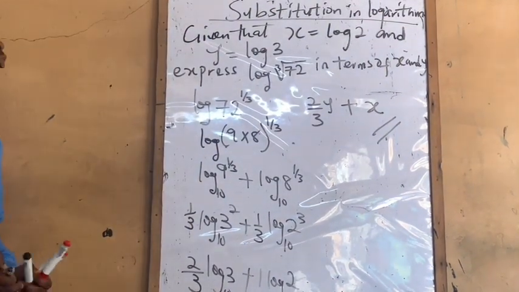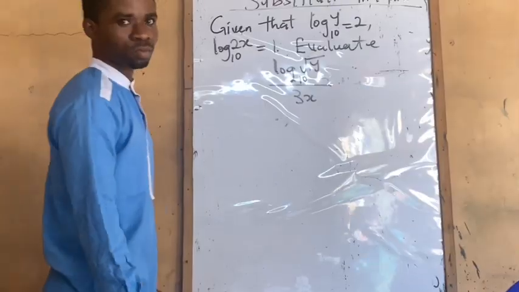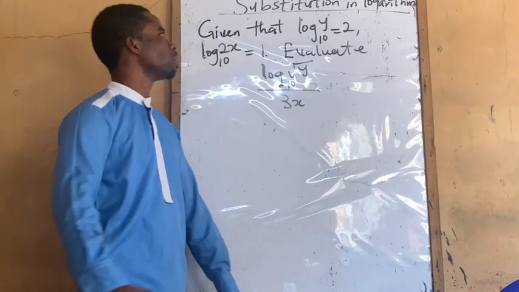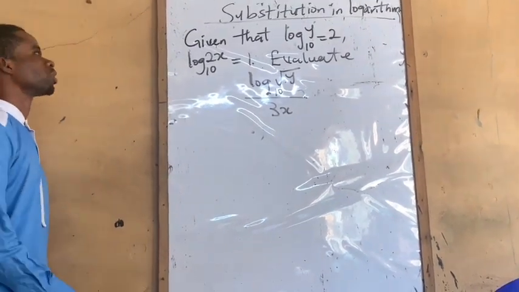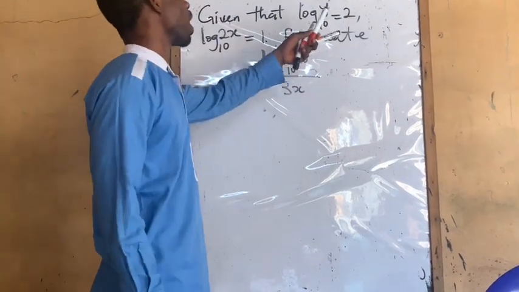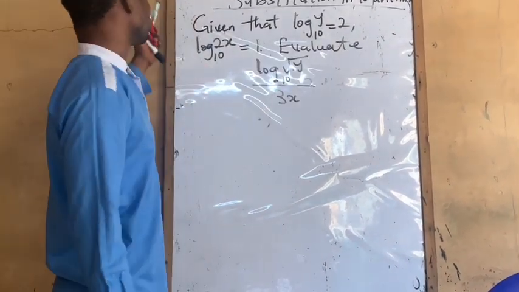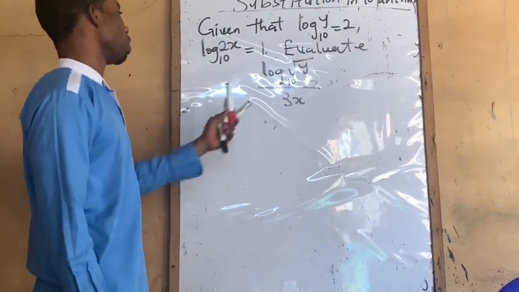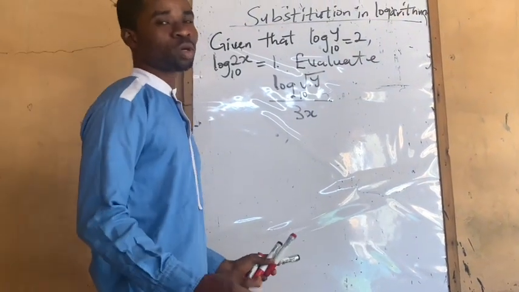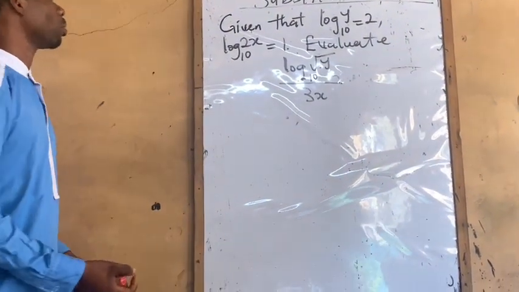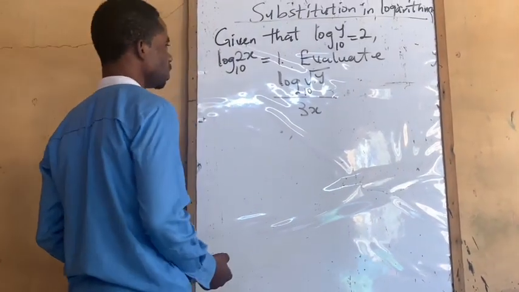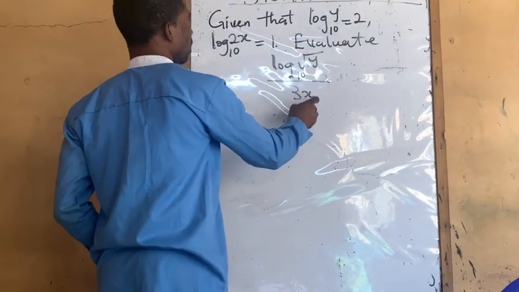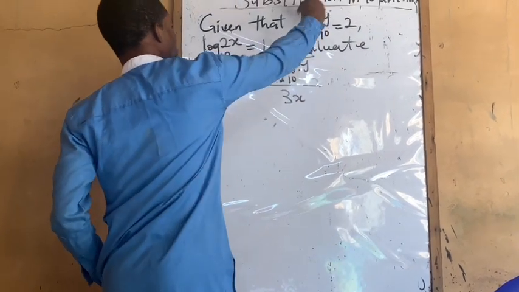Let's do one more substitution. This is the last one on substitution in logarithms before we move to another aspect of logarithms. Given that log y equals 2 and log 2x equals 1, evaluate log of root y all over 3x. I told you every logarithm has a natural base of 10. What can we do? We need first to evaluate this. I definitely need x and y.